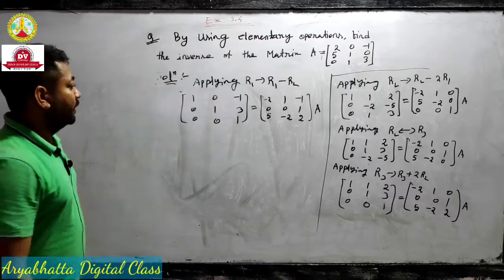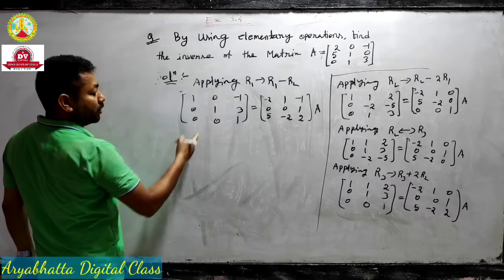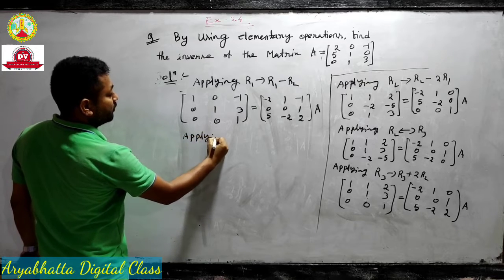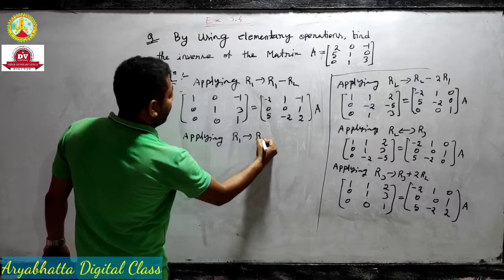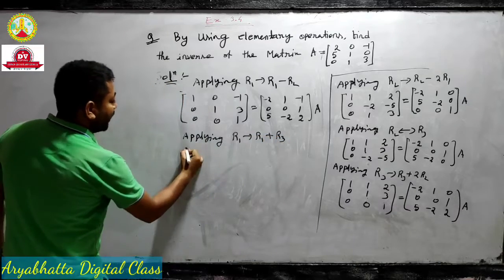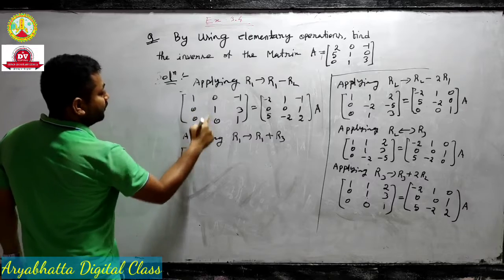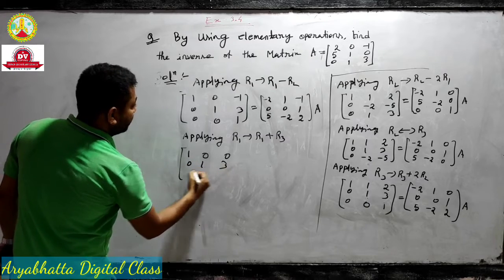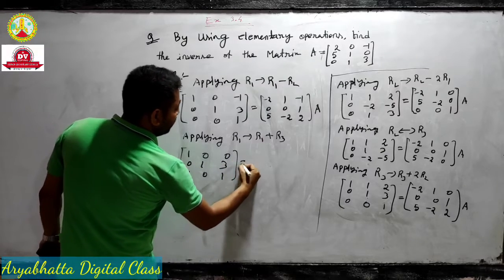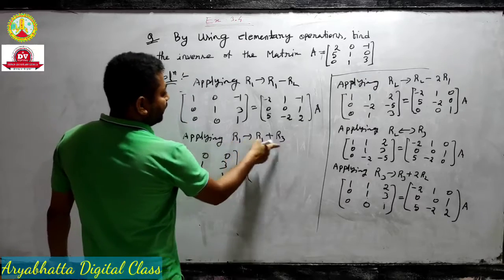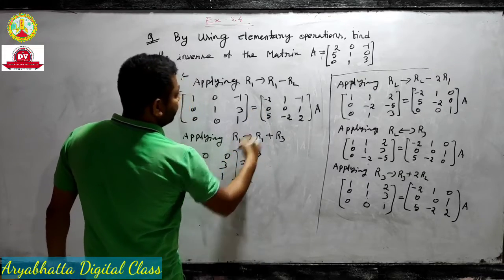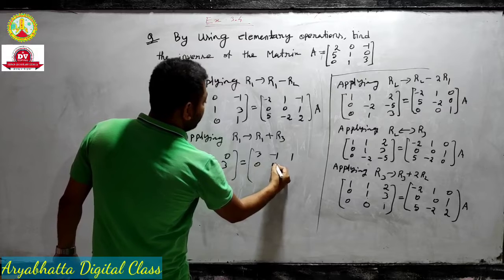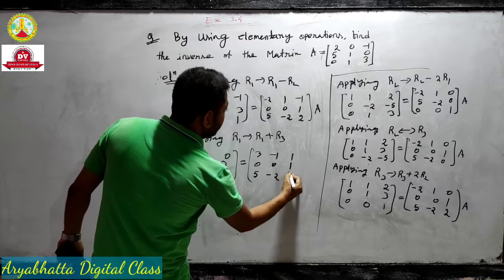Oh sorry, these elements have to be equal to 0. Therefore, we are applying R1 tends to R1 plus R3. Then we have 1 plus 0, 1, 0 plus 0, 0, minus 1 plus 1, 0, and 0, 1, 3, 0, 0, 1. This is equal to R1 plus R3: minus 2 plus 5, 3, 1 minus 2, minus 1, minus 1 plus 2, plus 1, 0, 0, 1, 5, minus 2, 2 into A.